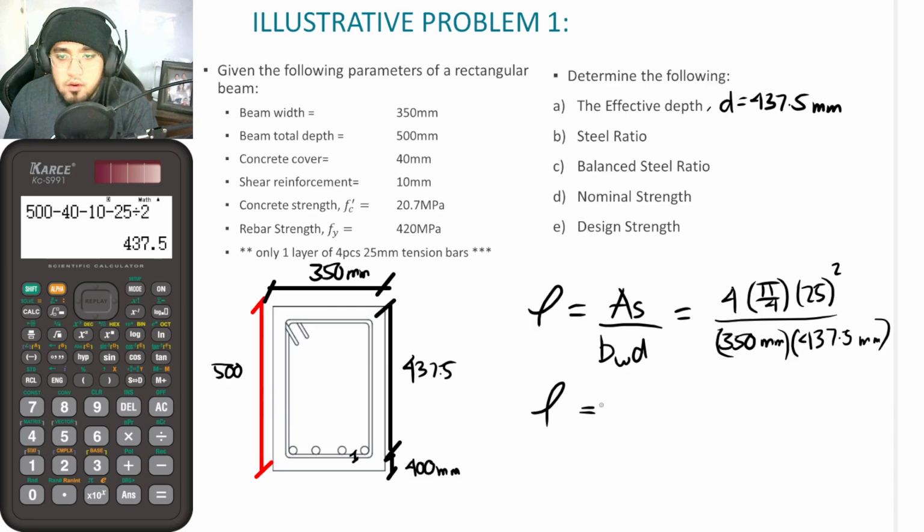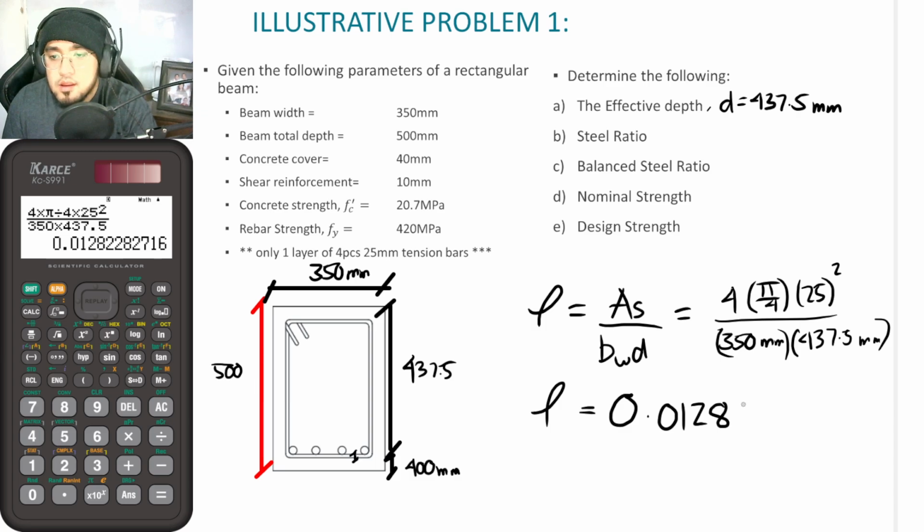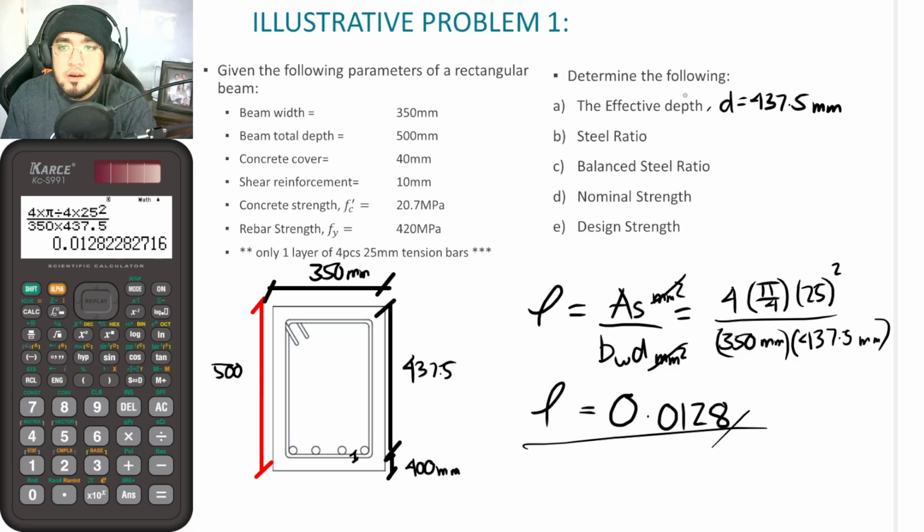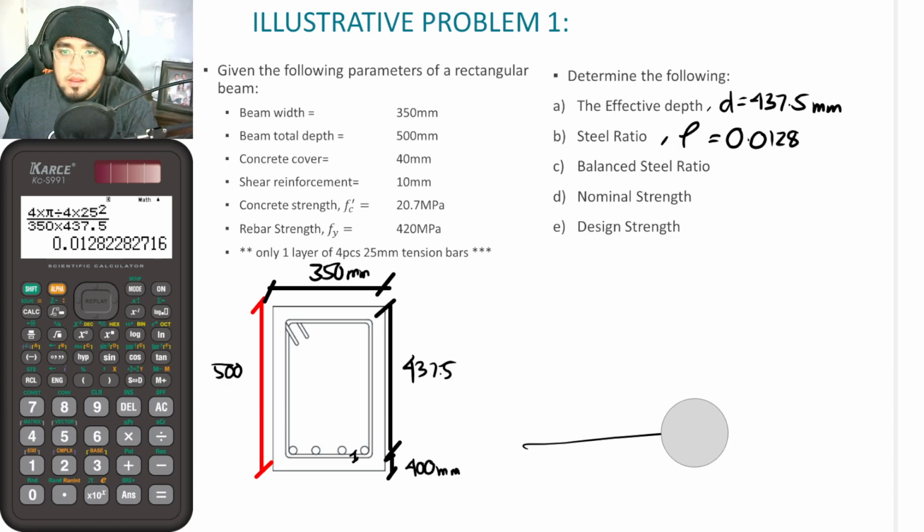So the value of rho, looking at the calculator, is 4 times pi over 4 times 25 squared, divided by 350 times 437.5. Our answer here is equal to 0.0128. What is the unit here? If the unit above is millimeter squared and the unit below is also millimeter squared, then a ratio is actually unitless. So our steel ratio rho is equal to 0.0128.